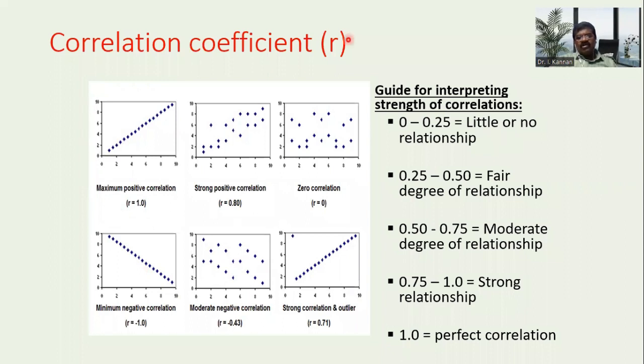But we calculate the so-called correlation coefficient, which is represented as a small r. This correlation coefficient value will tell you what type of correlation you have. Normally, if the r value is between 0 and 0.25, we conclude little or no relationship. 0.25 to 0.50 we say fair, and 0.50 to 0.75 we call moderate, and 0.75 to 1 we call a strong relationship. If you get a value of 1, it is a perfect correlation. So this statistical test will help you find out what type of correlation the two variables have.